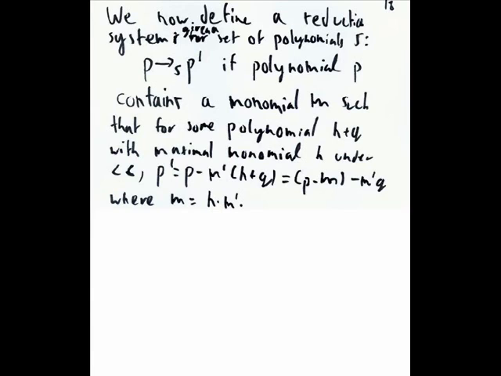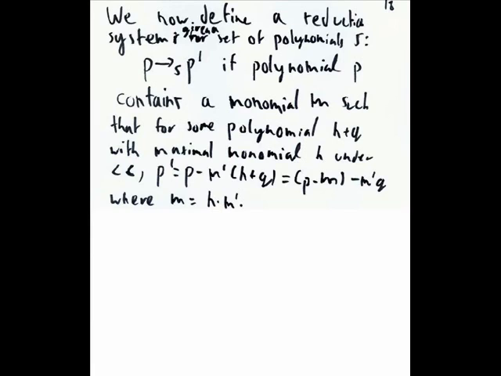So we define a reduction system given a set of polynomials S. We define a one-step reduction, P to P prime under S, if polynomial P contains a monomial M such that, for some polynomial H plus Q with maximal monomial H under the order we just gave, we can write P prime equals P minus M prime times (H plus Q), which equals P minus M prime Q, where M equals H times M prime.